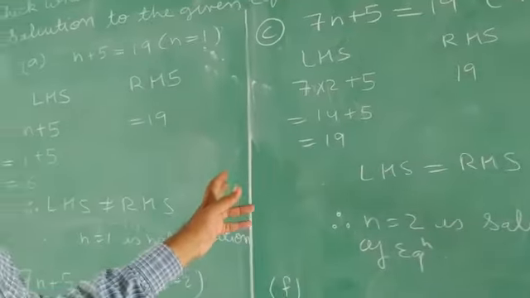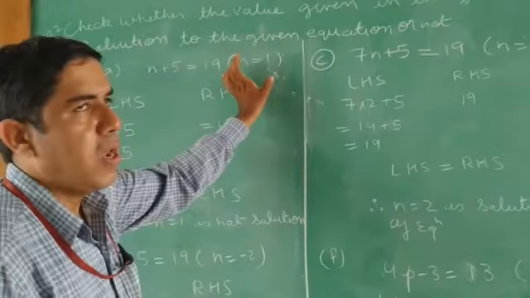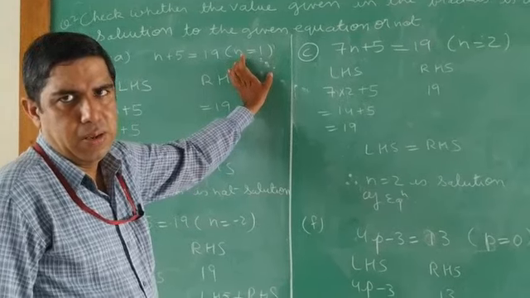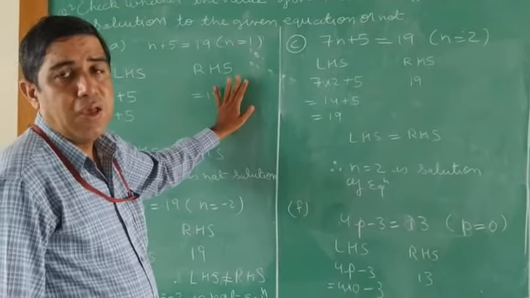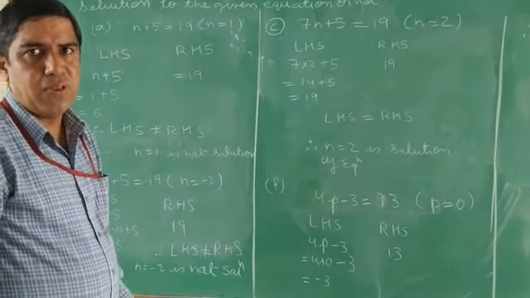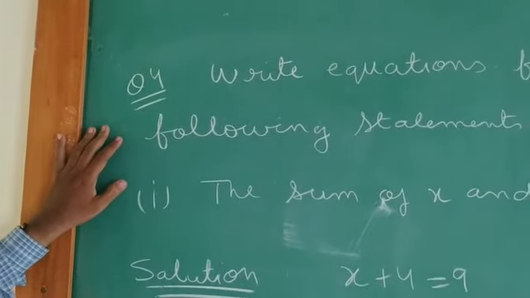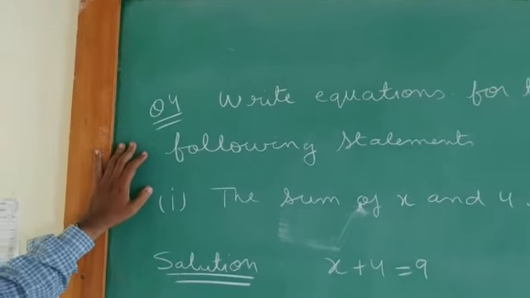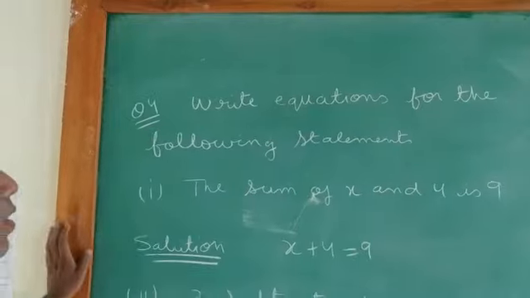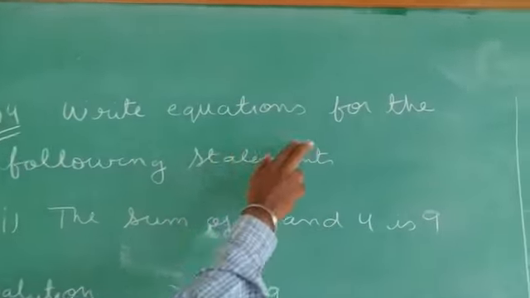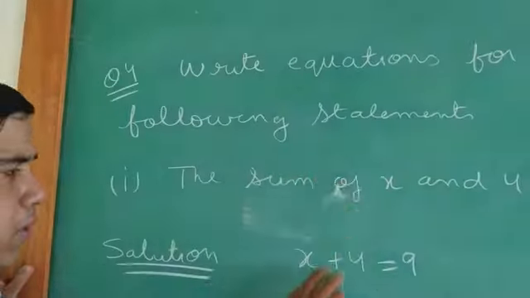It is like a previous question only. Only difference is here values are given in the bracket. I am discussing that question only, which I said to you in the starting. I will discuss with you question number 4. Question number 3 already we cancelled. So question number 4, write the equation for the following statements.